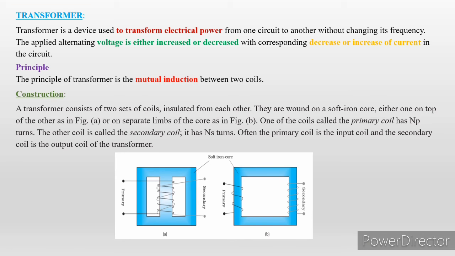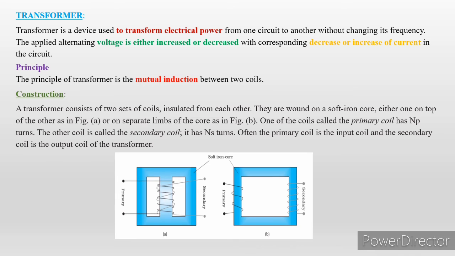Transformer. A transformer is a device used to transform electrical power from one circuit to another without changing its frequency. The applied alternating voltage is either increased or decreased with a corresponding decrease or increase of current in the circuit. Principle. The principle of the transformer is the mutual induction between two coils.